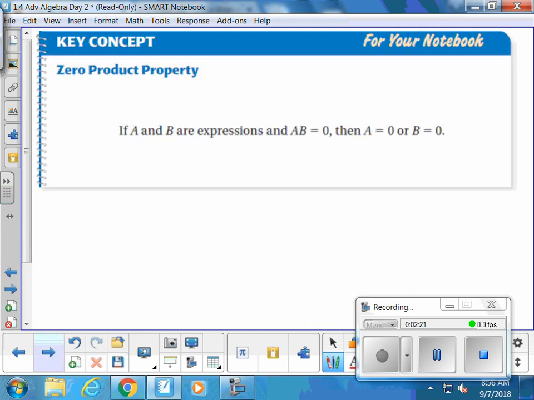Go ahead and jot this concept down, zero product property. I feel like you've heard of it before. If A and B are expressions, and A multiplied by B is 0, then either A was 0 or B was 0. It has to be true.